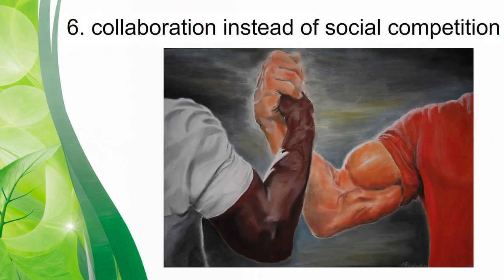6. Collaboration instead of social competition. In an open-source society, collaboration takes precedence over social competition, fostering a culture of cooperation and mutual support. This shift offers numerous advantages, starting with the acceleration of innovation. By sharing knowledge, expertise, and resources, individuals and communities can collectively build upon existing ideas and discoveries, leading to more rapid advancements and breakthroughs across various fields.